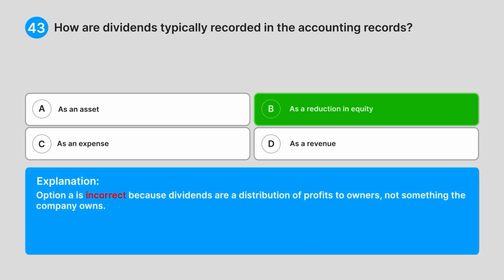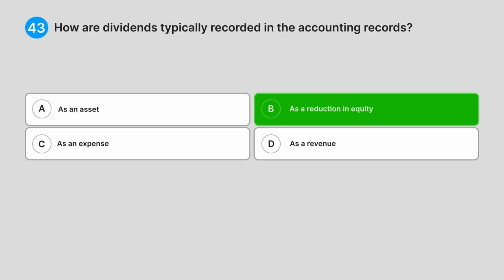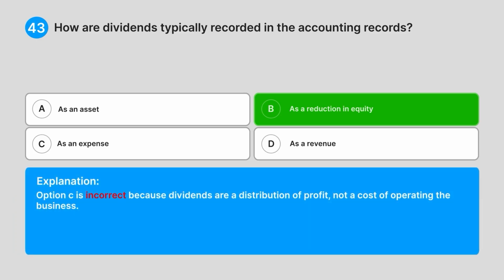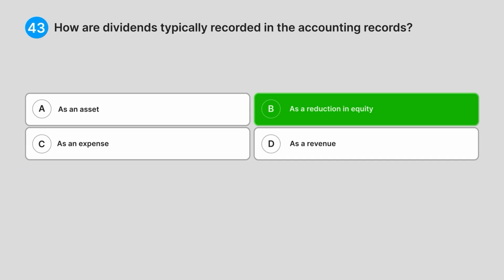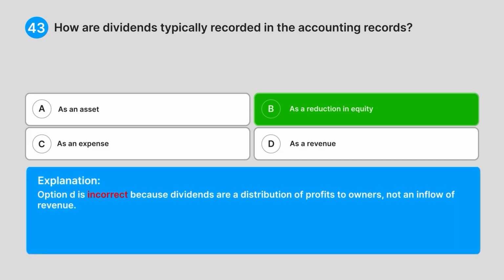Option A is incorrect because dividends are a distribution of profits to owners, not something the company owns. Option C is incorrect because dividends are a distribution of profit, not a cost of operating the business. Option D is incorrect because dividends are a distribution of profits to owners, not an inflow of revenue.